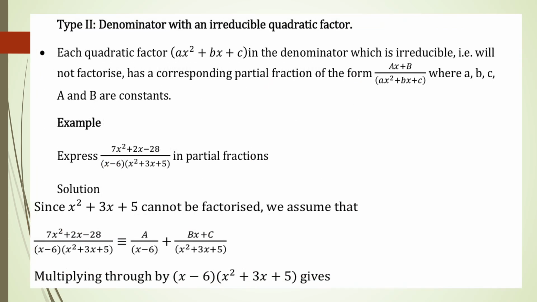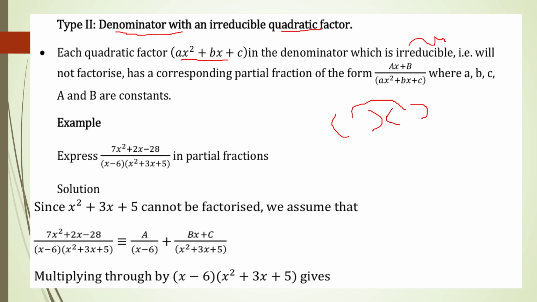So with that, let's look at type 2, which is going to involve the denominator with an irreducible quadratic factor. Now with this we mean a quadratic factor which cannot be factorized into its respective factors. So here we are going to say that each quadratic factor which is going to be in this format in the denominator is called irreducible. It cannot be solved, or it cannot give us its respective factors.